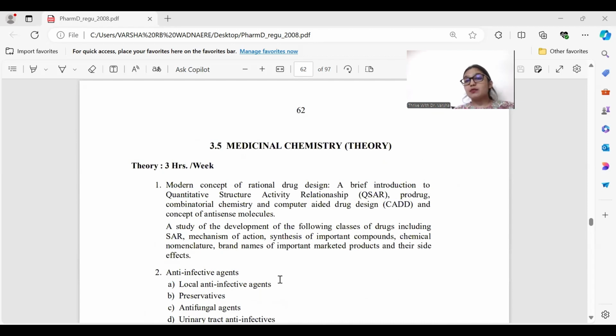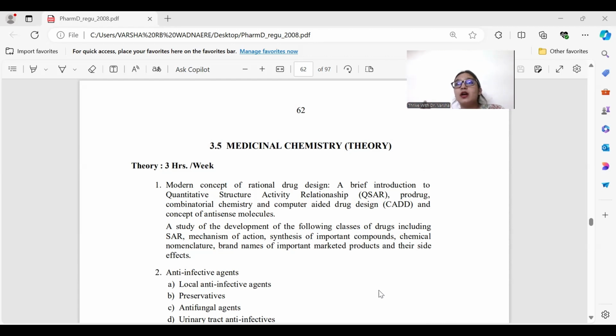Now, why will you study this subject? Because over here you can see the modern concept of rational drug design, structural activity relationship, pro-drug, then chemistry and computer aided drug design, that is CADD, then study of development of the following classes of drug, mechanism of action, synthesis of important compounds. If you want to pursue a career in clinical research, during that time you will have to have knowledge of medicinal chemistry, because you will be designing the drug, you will be synthesizing those drugs, you will convert that basic drug into a pro-drug.